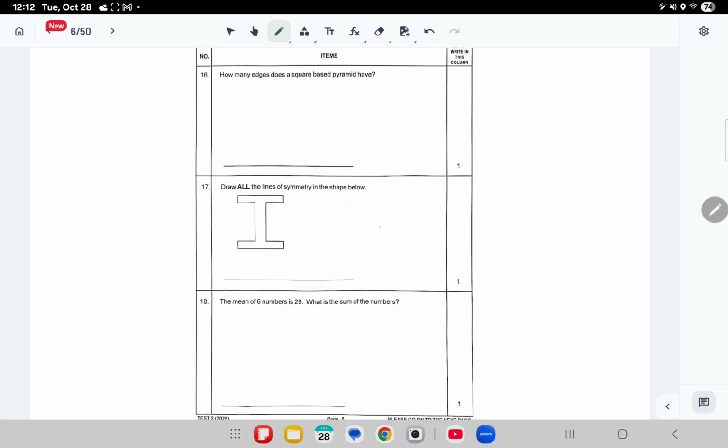Number 16, how many edges does a square base pyramid have? Alright, so we know in a pyramid, all the triangular faces meet at one vertex at the top. So counting here now, we know it has 4 in the base, 1, 2, 3, 4. And then for each of the triangles, 1, 2, 3, 4. So 4 plus 4 is 8 edges.